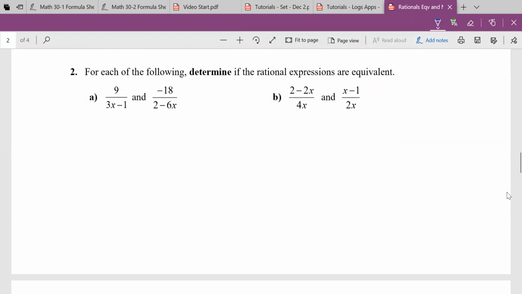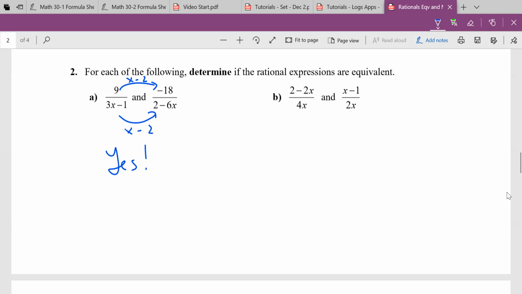Okay, let's take a look at a few more here. Determine if the following are equivalent. So what I'm going to say here is, okay, what if I did this? I look at the 9 and the negative 18. I said, okay, if I wanted to go from here to here, I would have multiplied by negative 2. Well, again, what I do to the numerator, I do to the denominator. Was the denominator multiplied by negative 2? Well, 3x times negative 2 is negative 6x, and negative 1 times negative 2 is 2. So the answer is yes, these are equivalent.